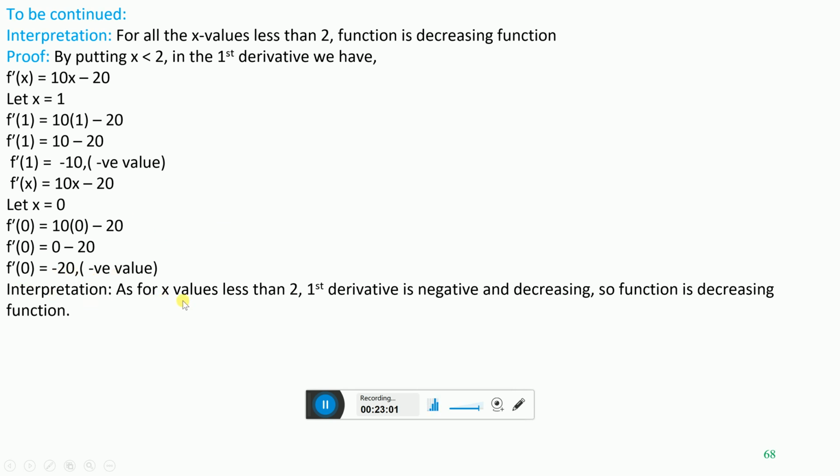The interpretation is that for the x values less than 2, the first derivative is negative and decreasing, so the function is a decreasing function. That is, for all those x values which are less than 2, the value of the first derivative is negative, as well as decreasing: minus 10, minus 20, minus 30 and so on. So for the x values less than 2, the first derivative is negative as well as decreasing. So we will say that this function is a decreasing function.